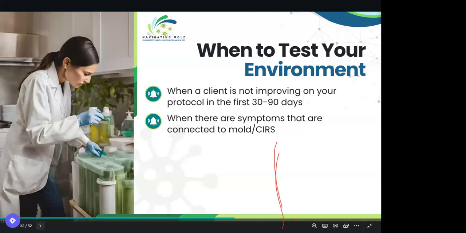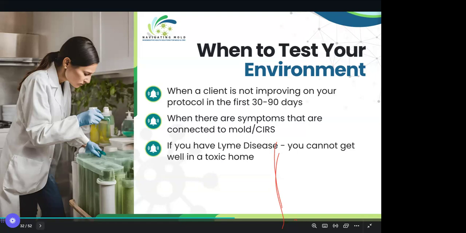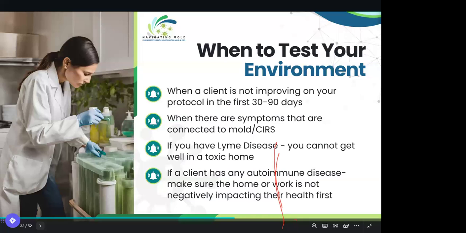So these are some guidelines and suggestions for when someone should test their environment. If somebody's on a protocol and they're not getting better, usually in 30 days, if they're not seeing some positive shifts, we're going to talk about how to test your environment for mold. If someone has symptoms connected to mold and CIRS, anybody who has Lyme, mold should be the first thing you rule out, because you cannot get better from Lyme if you're living in a toxic home. And anybody who has autoimmune diseases, rheumatoid arthritis, or cancer, you should look at mold as an underlying root issue.